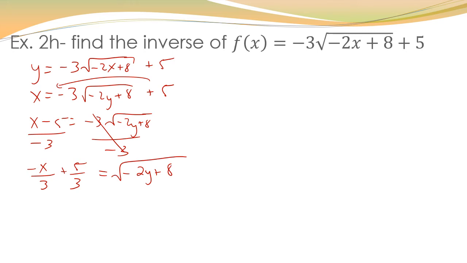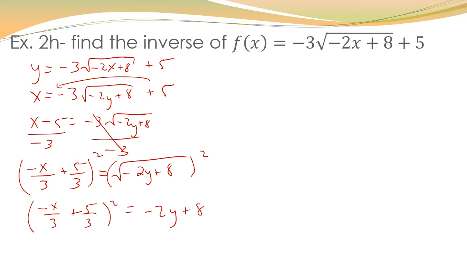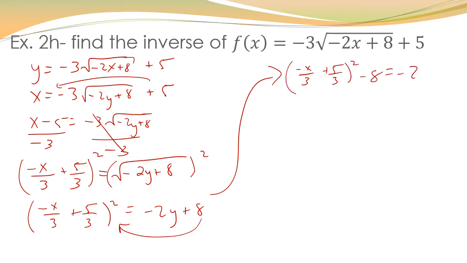So now we're here. Got to get rid of that square root. So we're going to square everything. And that leaves us with -2y plus 8. Do not square what's in brackets. Try to leave it as simple as possible. And as soon as you start squaring what's in brackets, it's going to make it that much more complicated than it already looks. Then bring over that 8 becomes -8. So -x over 3 plus 5/3, squared, minus 8 equals -2y.